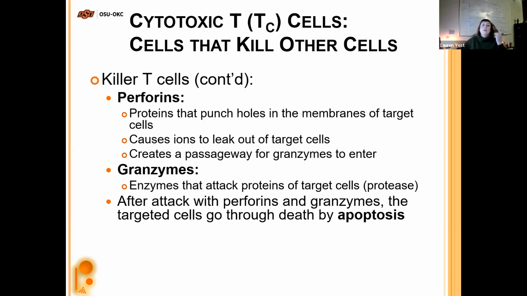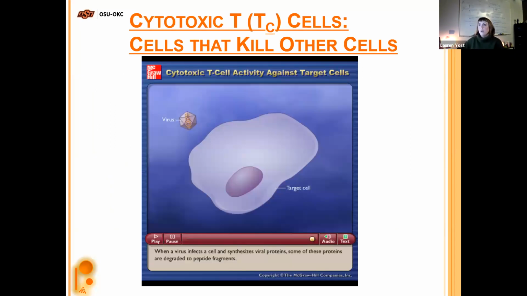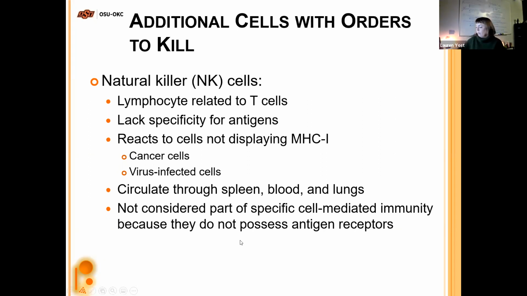Killer T cells, like I said earlier, they will make perforins that will punch holes in the target cell and allow for the granzymes to enter. The granzymes will come in and start breaking everything down, and the target cell will undergo death by apoptosis as it is being degraded. So let's watch this video. Or not.